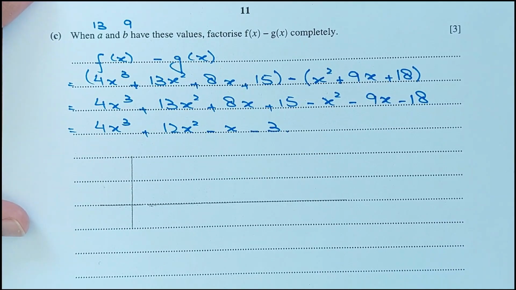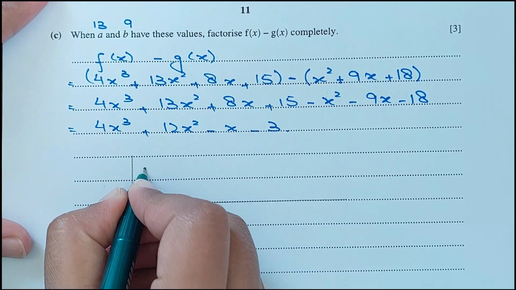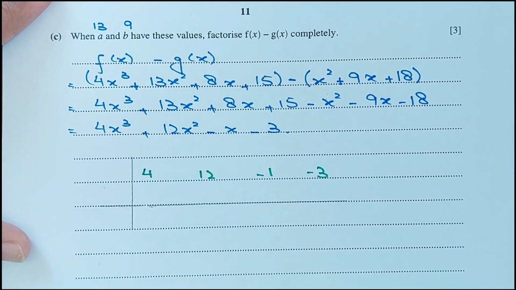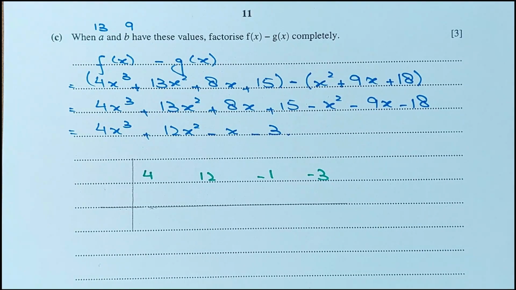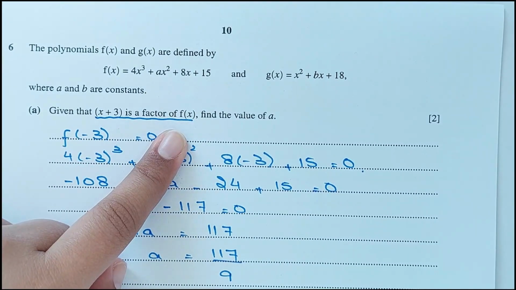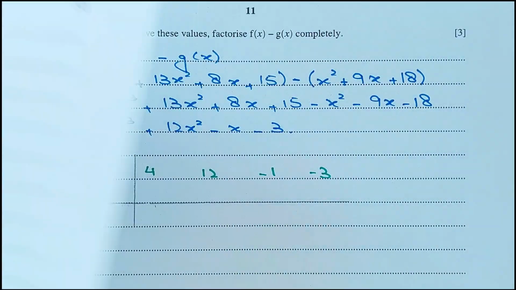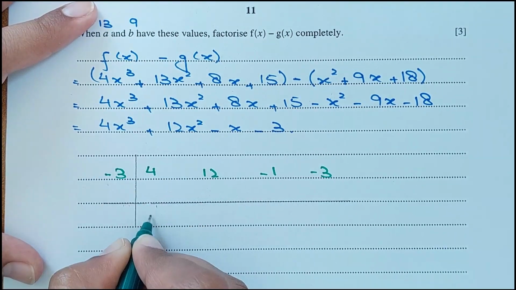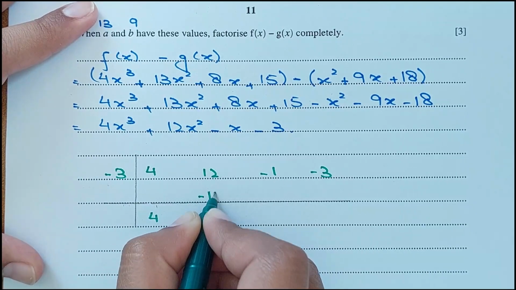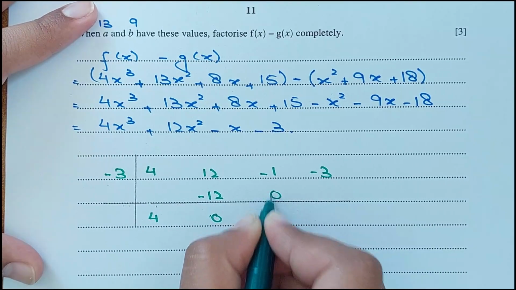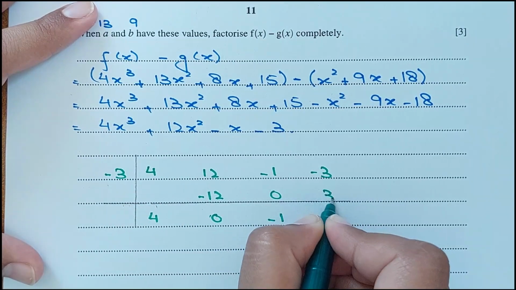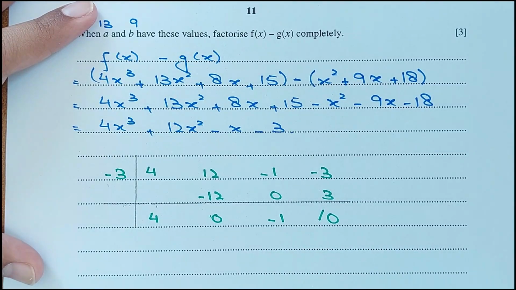Let me write down the coefficients for x cubed, x squared, x, and the constant. Given that x plus 3 is a factor, negative 3 is the root. So if I take negative 3, bring 4 down. Minus 3 times 4 is minus 12, so 12 minus 12 is 0. Minus 3 times 0 is 0, minus 1. Minus 3 times minus 1 is 3. So this should equal 0, right?